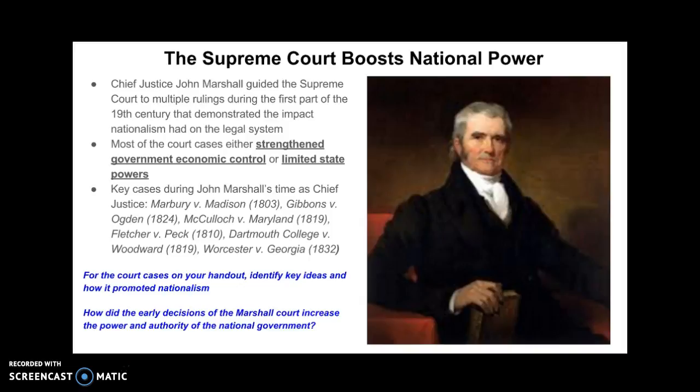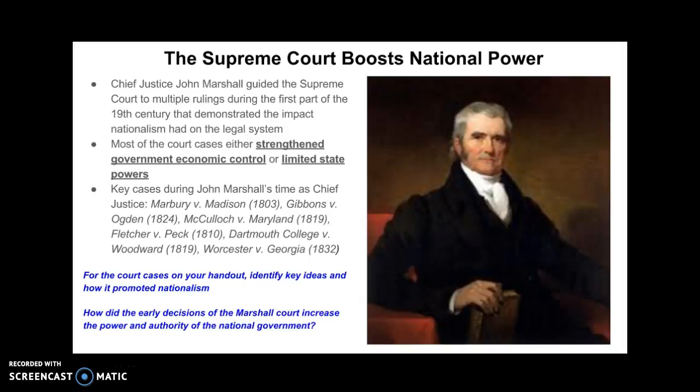And so the main idea as far as the Marshall Court and judicial nationalism is that the Supreme Court under Chief Justice John Marshall made a number of rulings that boosted federal power. He did this 2 ways. Number one, they boosted federal power by limiting state powers. And the second way he boosted federal power is he strengthened government economic control.